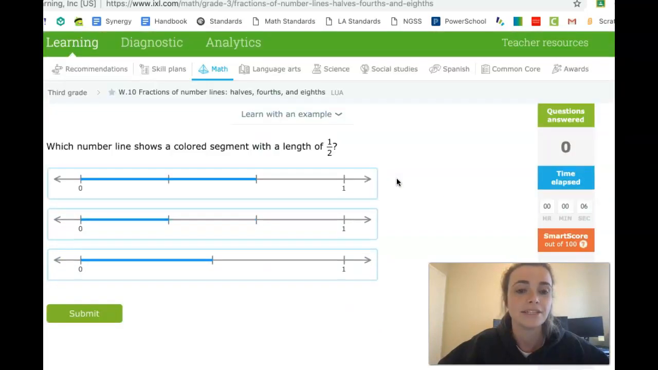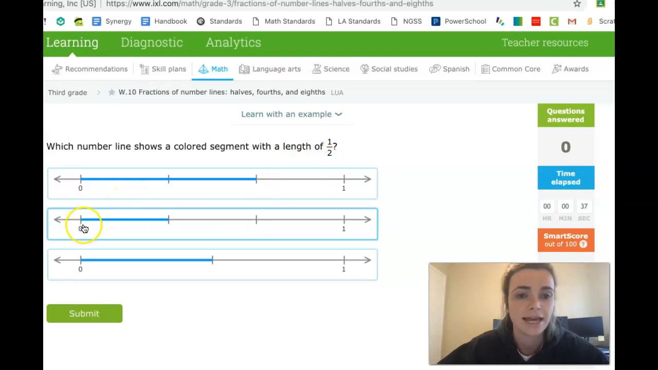So which number line shows the colored segment length of 1/2? So I'm going to look at my tick marks. Remember, these are like my jumps. So if I look from 0 to 1, that's my whole. I want to figure out how many jumps I have on this one. So I have 1, 2, 3. So my denominator is 3. And let's see how many I have filled in here. So I have 1, 2. So the fraction that's represented here is 2/3. That's not 1/2, okay? So I know that's a no.